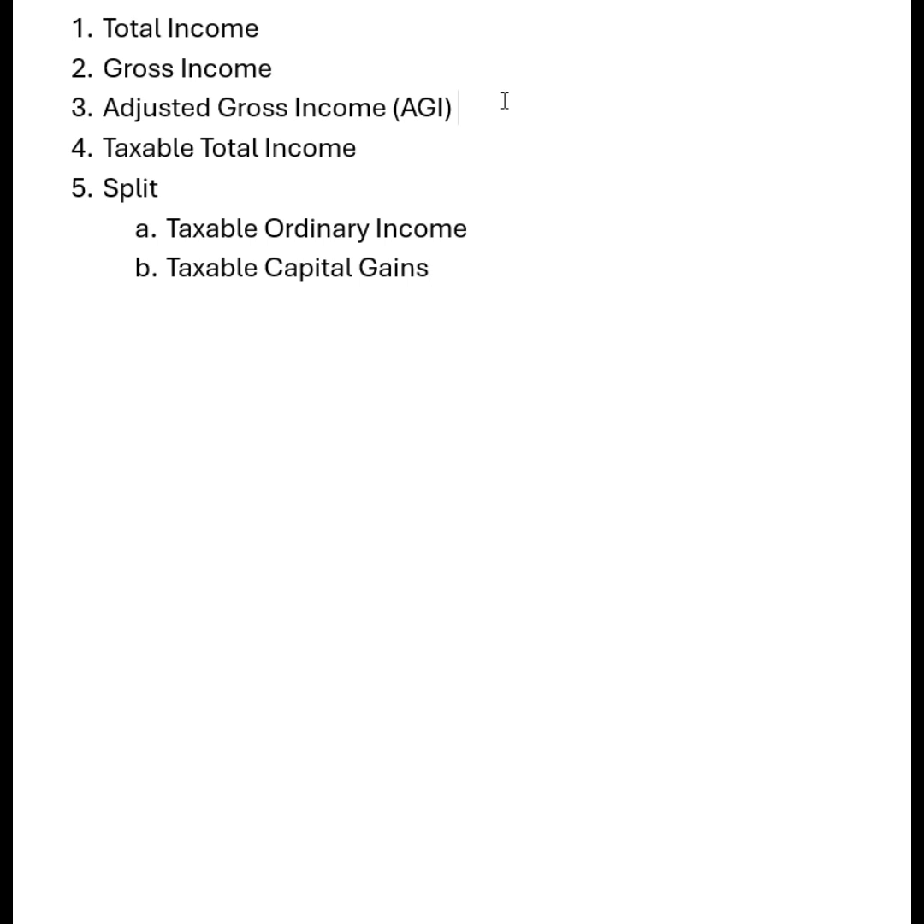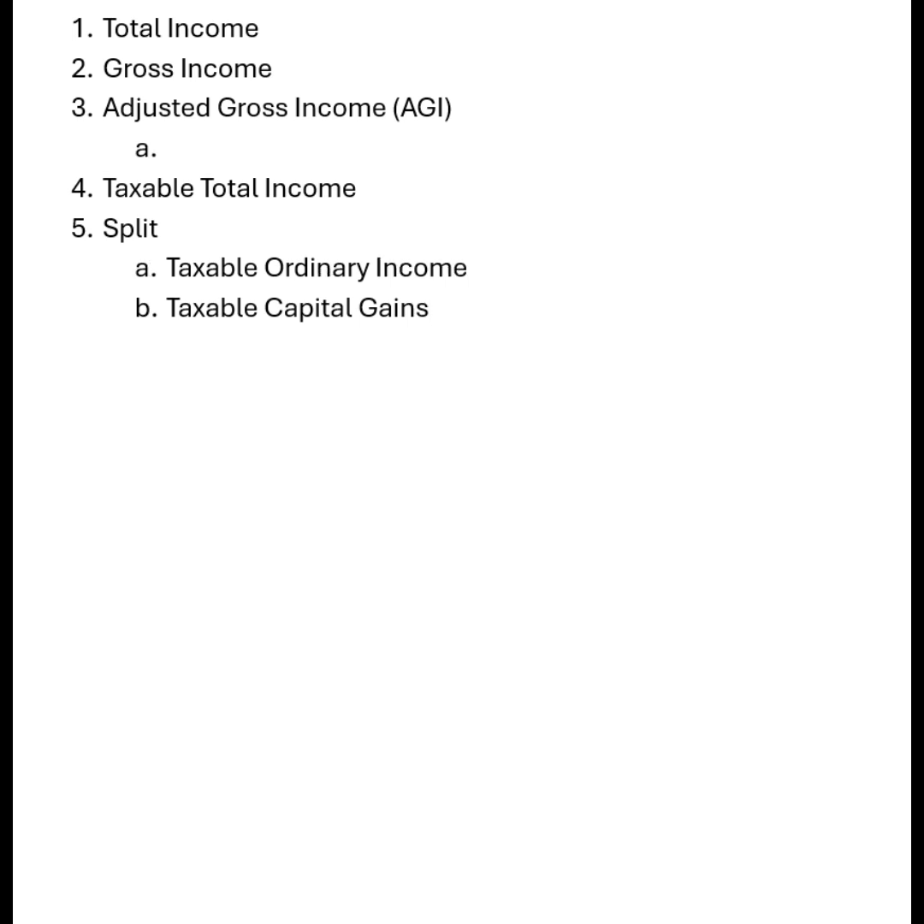Now, let me backtrack here a little bit and point out that your AGI is very important because it determines your eligibility for things like contributing to a Roth IRA. If your AGI is too high, the federal government does not allow you to put any money into a Roth IRA. So even though your capital gains are not taxable as income, they affect your AGI and thus your eligibility for putting money into a Roth IRA.